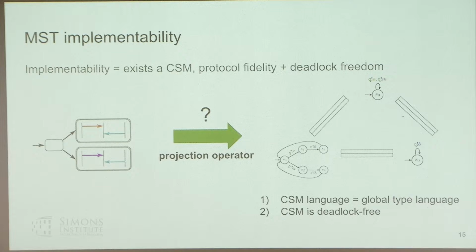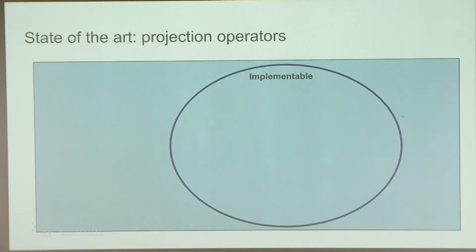For the longest time, the projection operators in the literature were sound but incomplete, and I'll give an overview of this history here. So this blue box here represents the space of all of the global types, of which the realizable or implementable ones are only a subset.